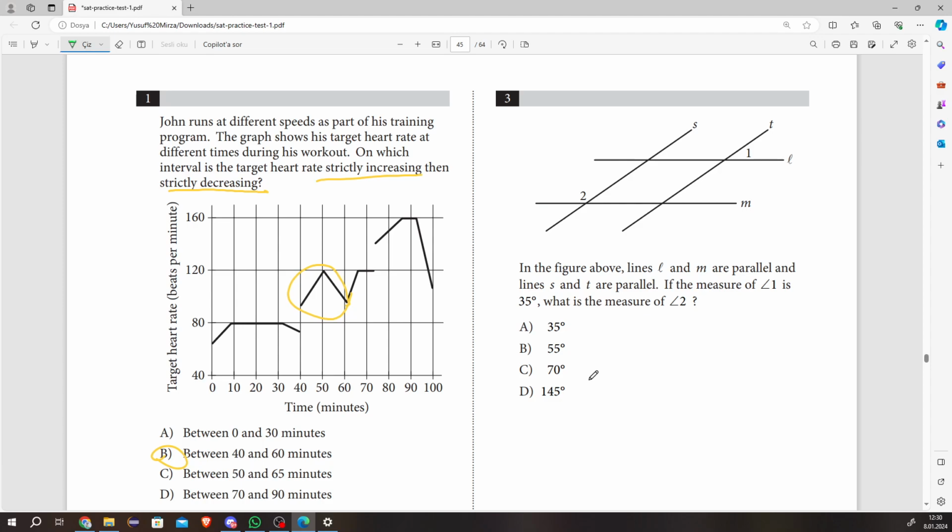In the figure above, lines L and M are parallel and lines S and T are parallel. If the measure of angle 1 is, okay, the question gives 35. It's 35. Then if it's parallel, it also is 35, and we have a U, and according to the U rule, A and B should be 180 degrees. So the answer is D.